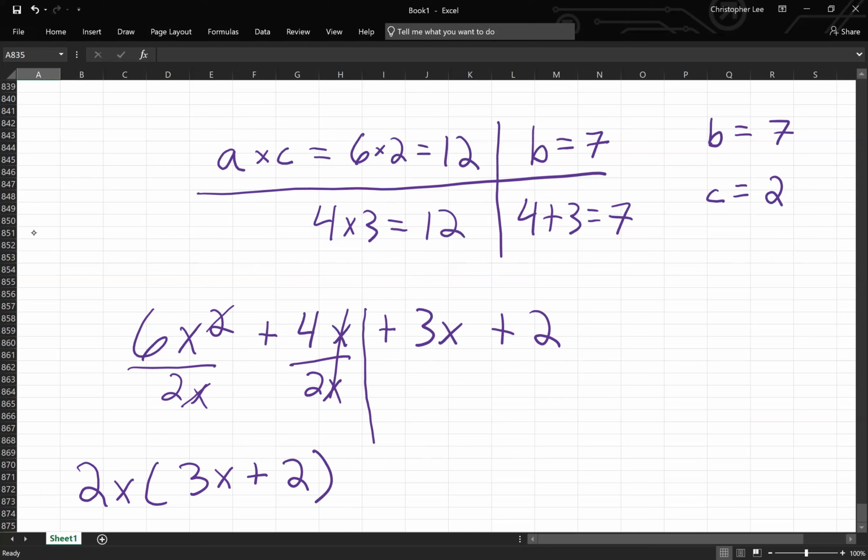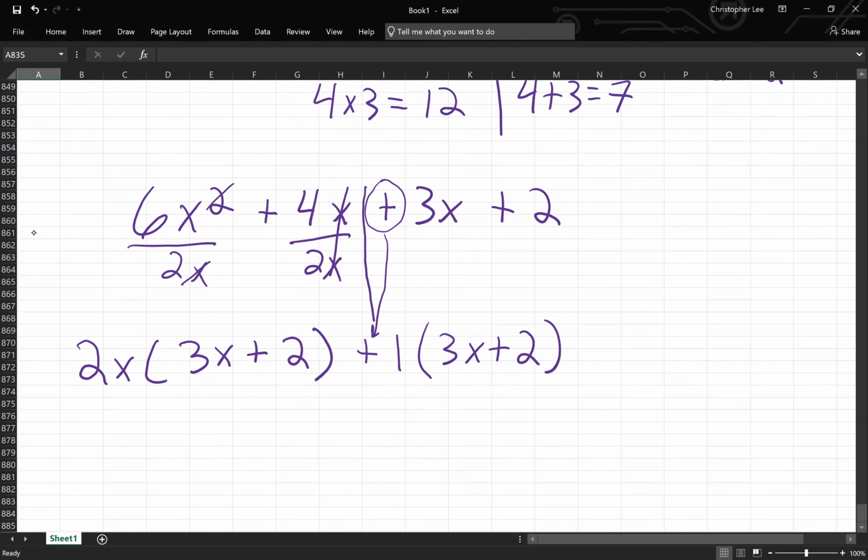All right, now I'm looking at the second group right here, the one on the right, the 3x plus 2. What's the greatest common factor there? No, 1, right? And more specifically, positive 1. Remember the sign: my leading coefficient is going to have the same sign as my factor. So it's 1, and then bring down the 3x plus 2. Why is it 1? Because 1 goes into both of them.